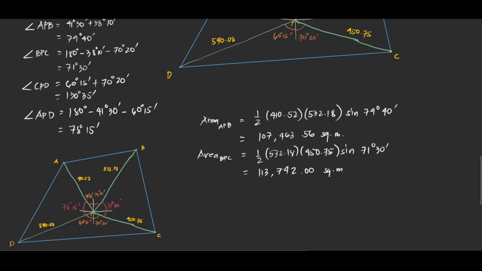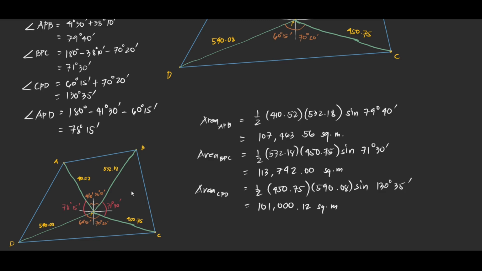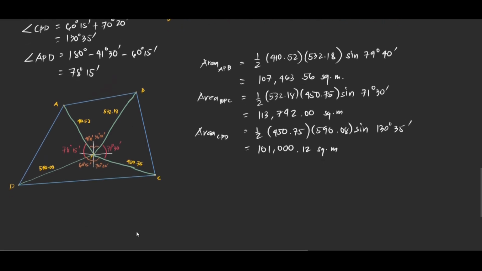Okay, so let us now proceed. Area of CPD is equal to 1/2 of 450.75 multiplied by 590.08, and then sine of our angle, which is 130 degrees and 35 minutes, and that will equal to 101,000.12 square meters.